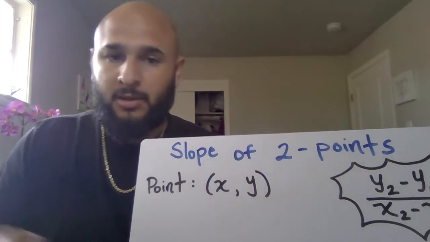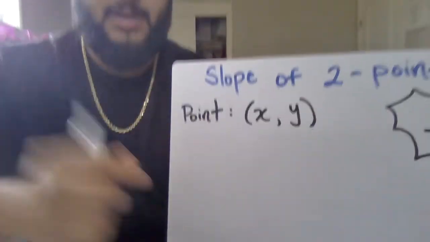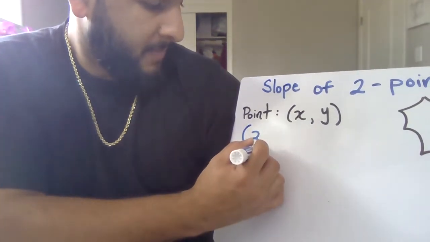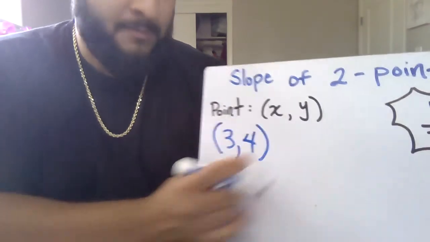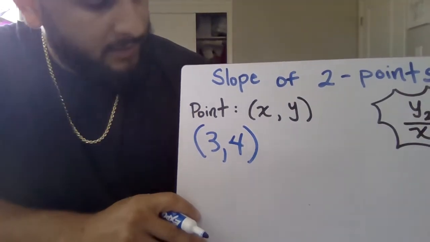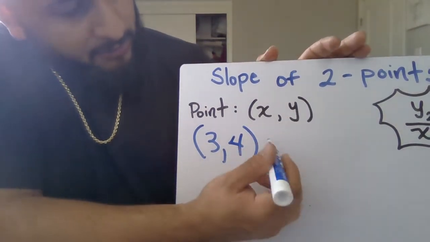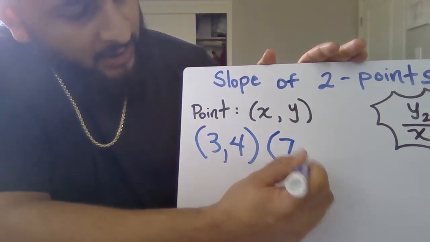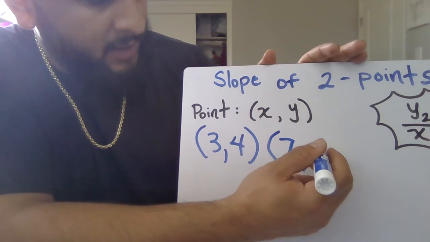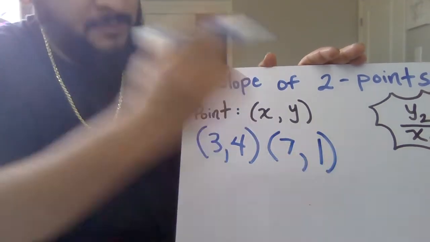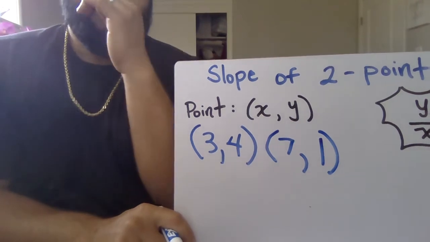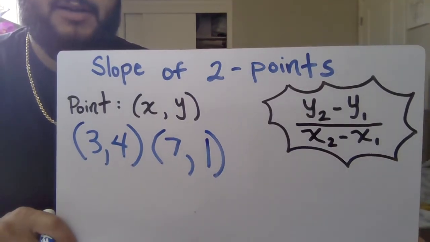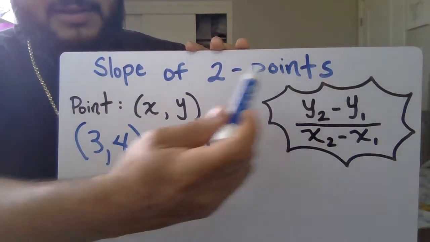So let's start with our first example here. Let's say we have the points. Our x will be 3 and our y will be 4. Make sure you're writing this down. And then our next point, because we need 2 points, we'll say that the x is 7 and the y is, I don't know, let's use 1.